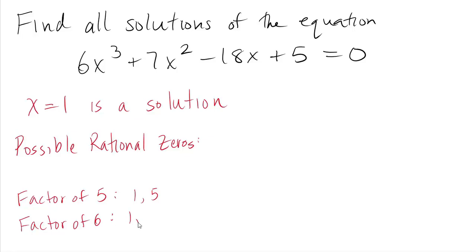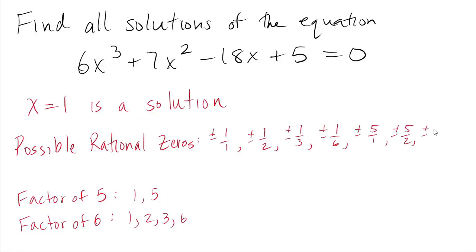6 only has 4 factors, 1, 2, 3, and 6. This list is going to be a lot smaller than that ridiculous list in our first example. So we can do plus or minus 1 over 1, plus or minus 1 over 2, plus or minus 1 over 3, plus or minus 1 over 6. Those are all of the possibilities with the numerator of 1. Or we could do plus or minus 5 over 1, plus or minus 5 over 2, plus or minus 5 over 3, and plus or minus 5 over 6. Those are all of the possible zeros with the numerator of 5.